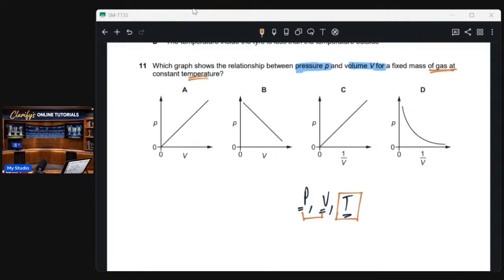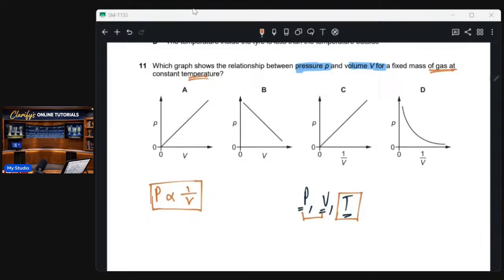Now, this is not rocket science. Everyone in here knows that the relationship between pressure and volume is that when you reduce the volume, the pressure goes up. So pressure is inversely proportional to the volume. When you reduce the volume, the pressure goes up because the particles have less space and they're bumping into each other more. So the lower the volume, the higher the pressure. They have an inverse relationship, which means when one goes up, the other goes down.